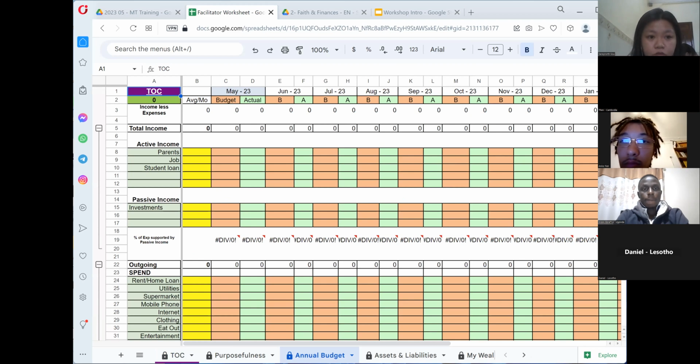The technical part of it is not difficult, but developing the habit of keeping track of our income and expenses is fairly difficult. In the chat, who thinks keeping track of finances is easy or difficult? What are your thoughts? Has it been easy, especially for those that have a budget? Do you find it easy to keep track of your income and expenses, or do you find it difficult?